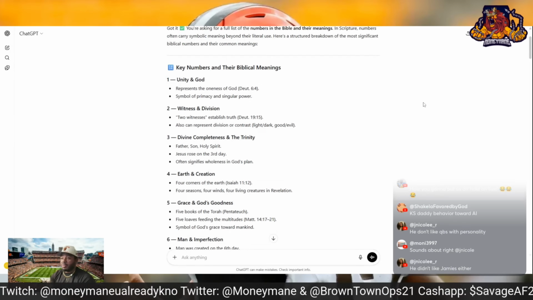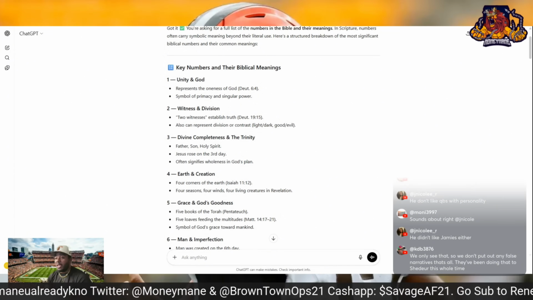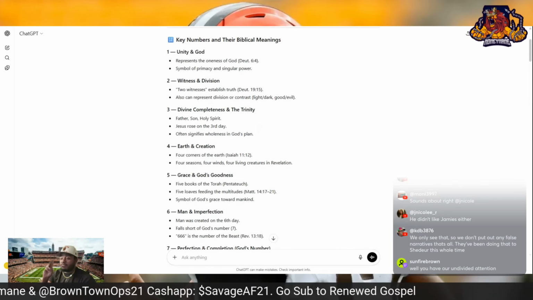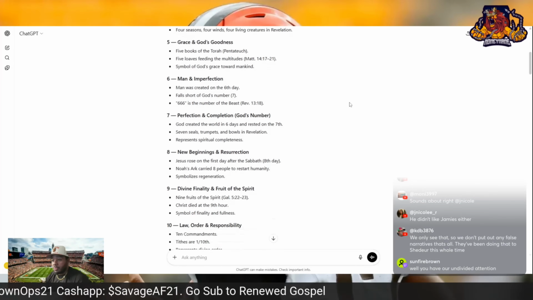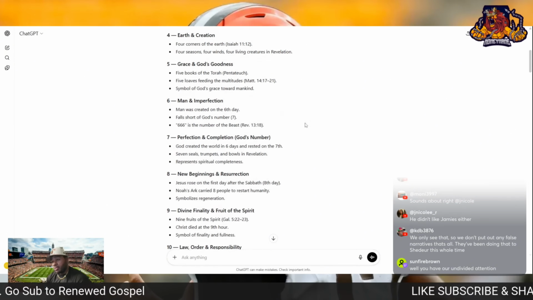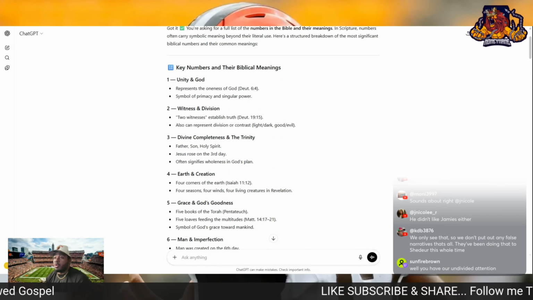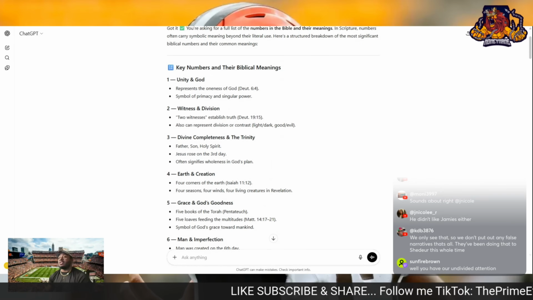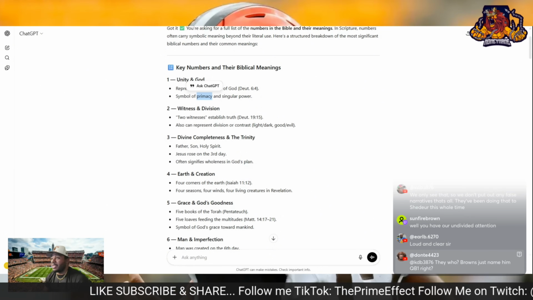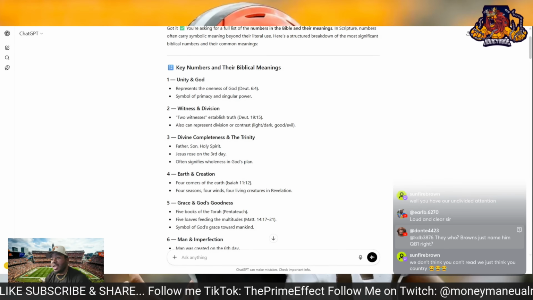these the key numbers and their biblical meanings. We gonna look at 1, 2, 3, 4, and 9. Number 1, unity in God, represents the oneness of God, symbol of primacy and singular power.